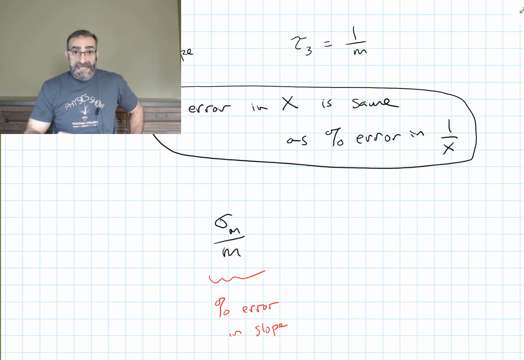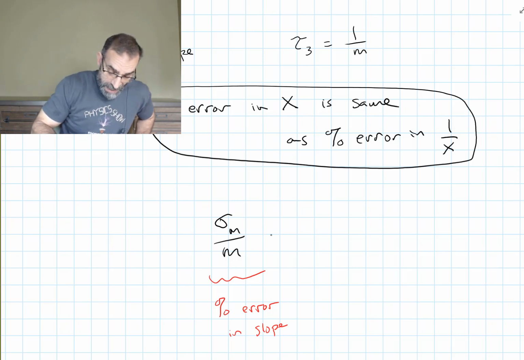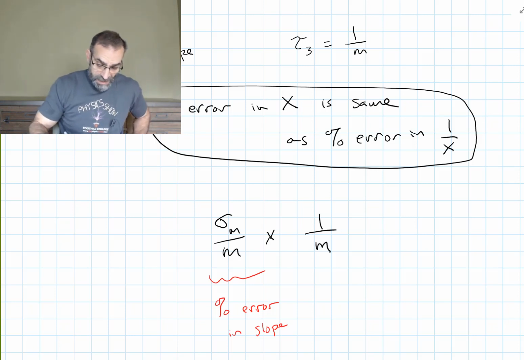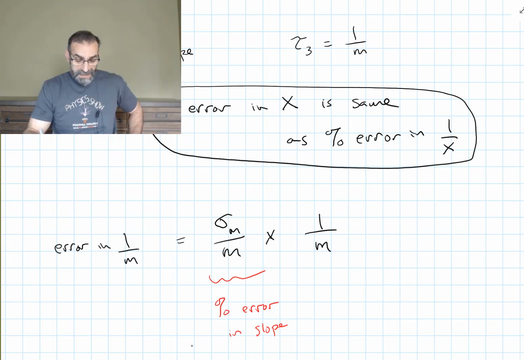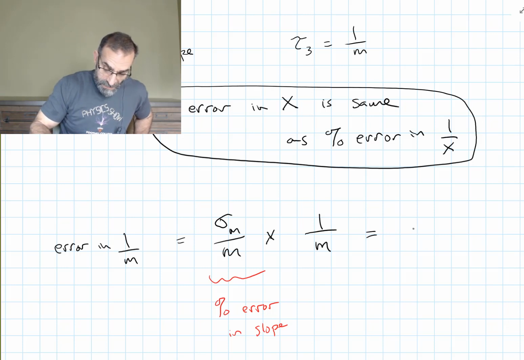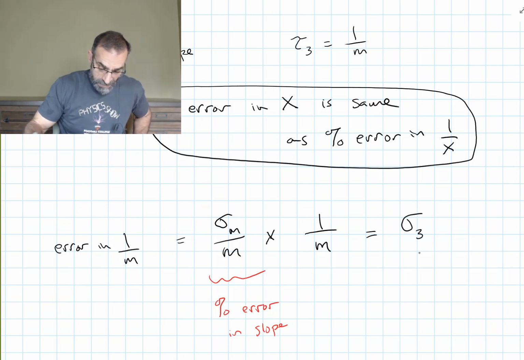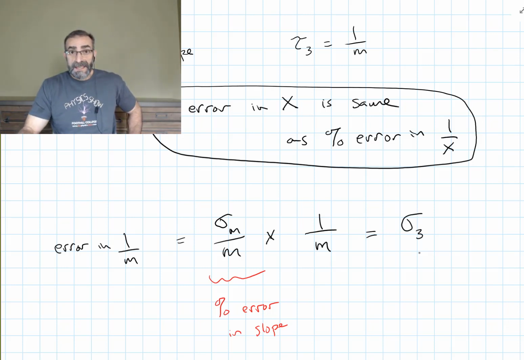So that's going to be the same as the percentage error in 1 over the slope. So we can multiply that by 1 over the slope, and that will give us the error in 1 over the slope. And what is that? That is sigma 3, right? The error in tau using method 3.